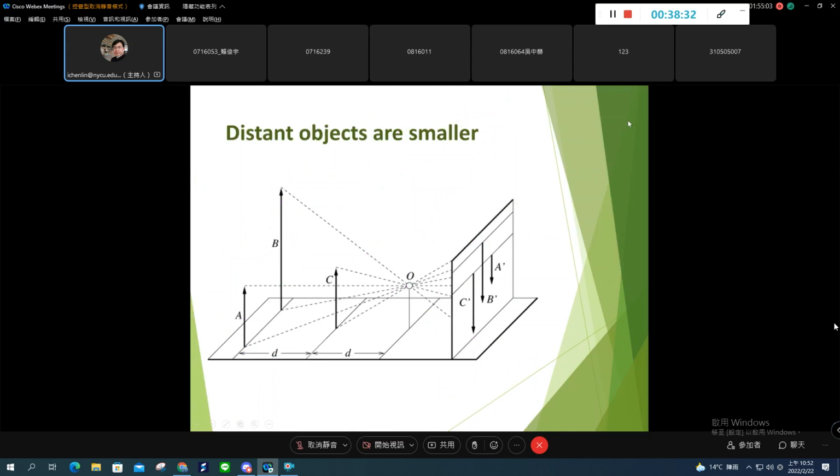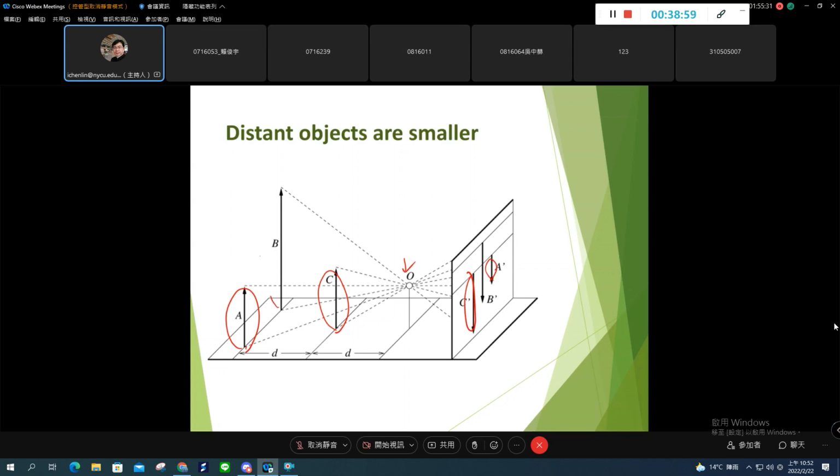Here is another figure to show that if two people have the same height, but one is far from the camera, for instance, this is the camera, you will see that A is much shorter than C in the image, right?